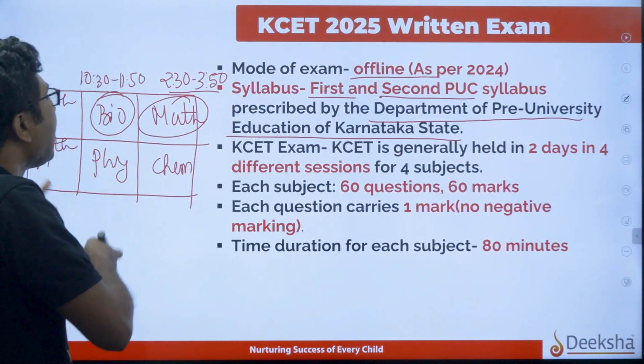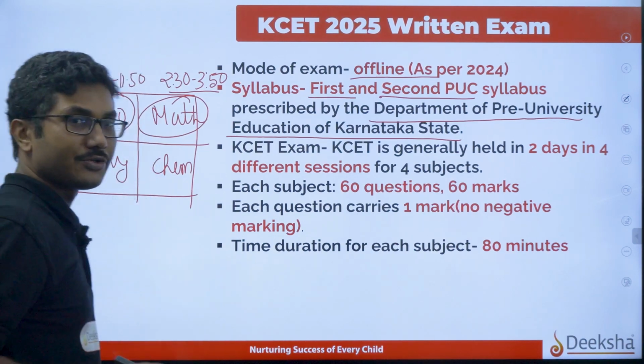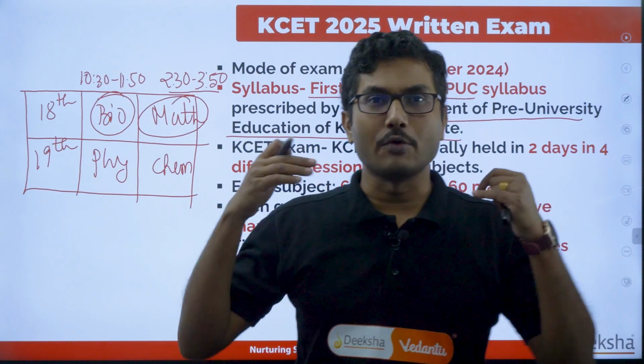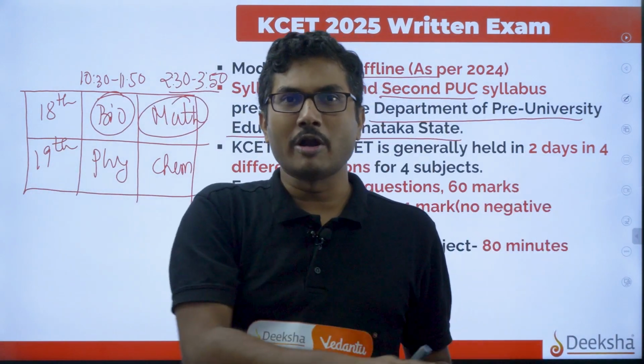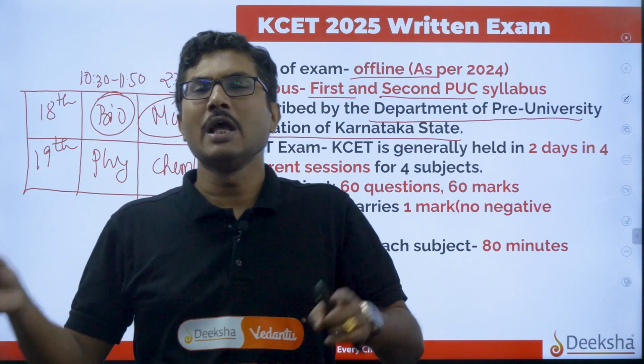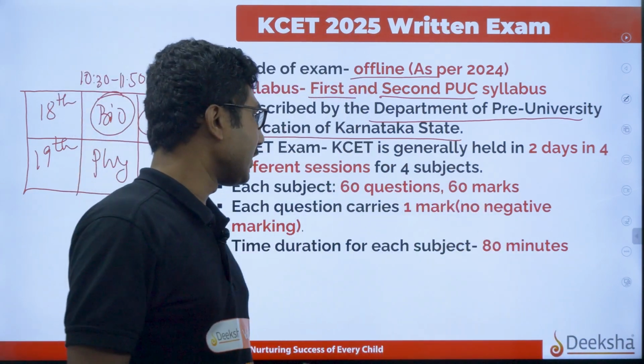Similarly, on 19th of April, first half physics, second half chemistry. So you have to appear 4 subjects in 2 days, on back to back days. One exam in the morning, one exam in the afternoon. Similarly, on day 2 also, one exam in the morning, another exam in the afternoon.